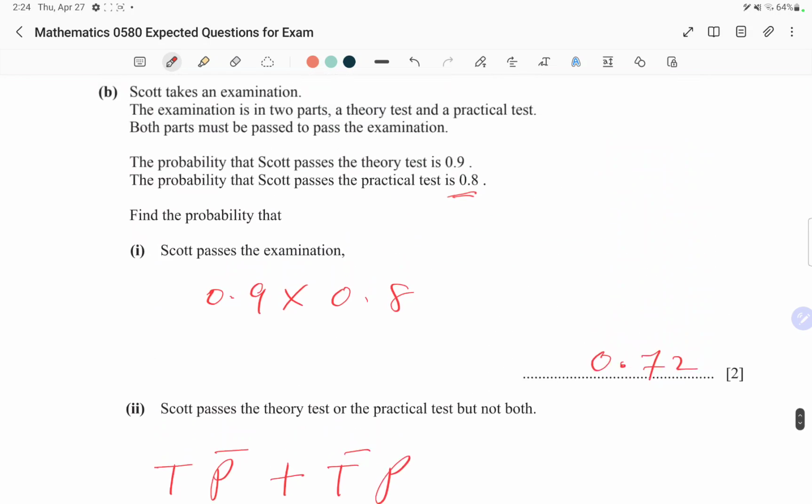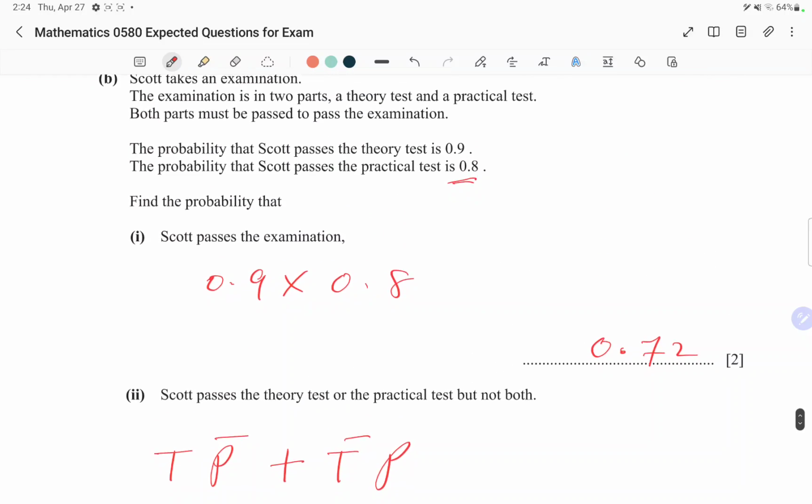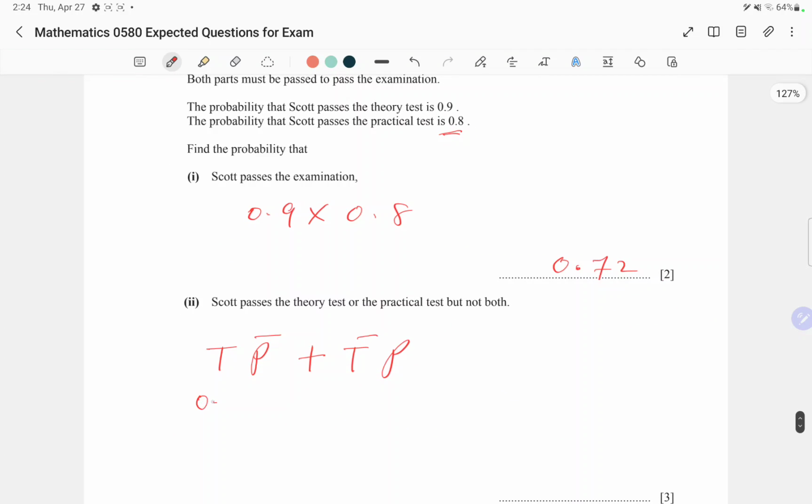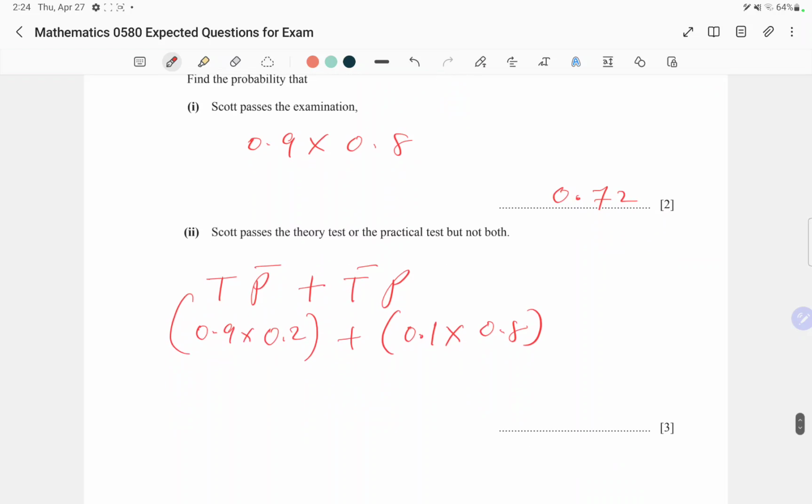Scott's probability of passing the theory test is 0.9, and of passing the practical test is 0.8. So not passing is 0.2. Theory test passing probability is 0.9, so not passing is 0.1, and practical passing is 0.8. So here it is 0.18 and here it is 0.08. So 0.18 plus 0.08, how much?